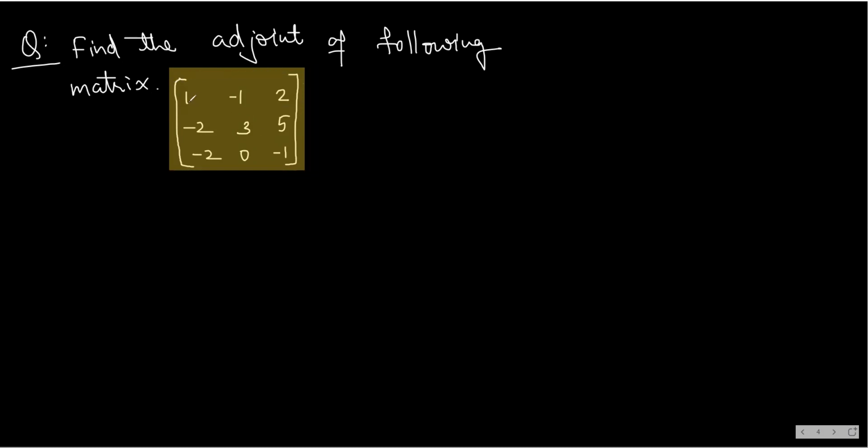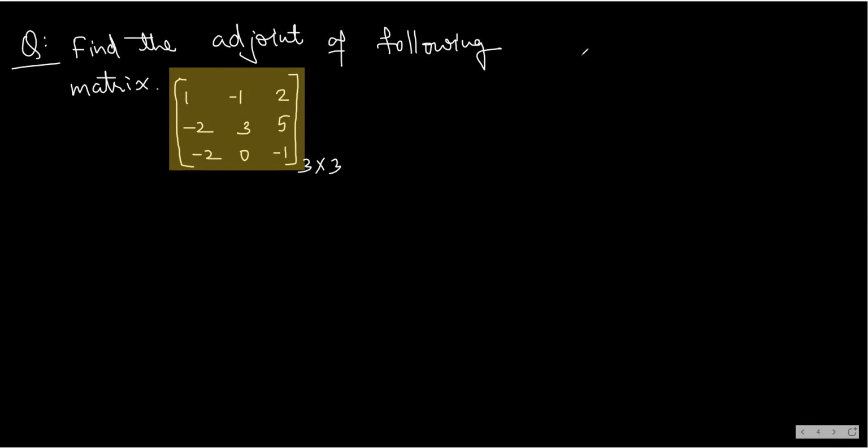So as I told you, a 3 by 3 matrix will have 9 elements. So I would be getting the adjoint, but before that, I will have to find the minors of each element. So there will be a total of 9 minors, and I'll have to get the 9 cofactors.